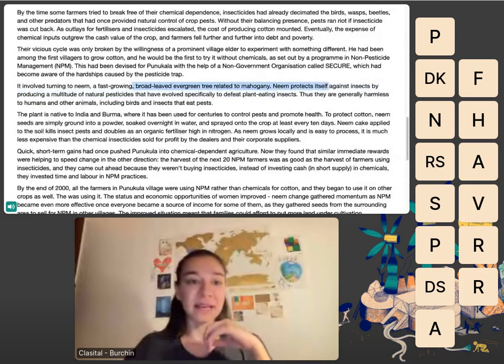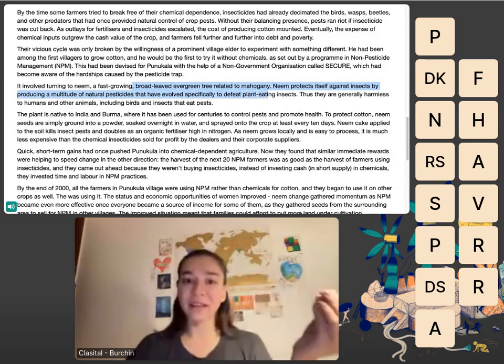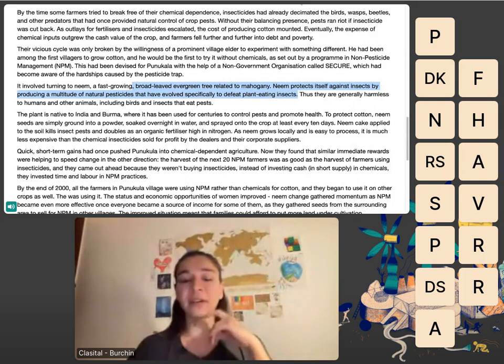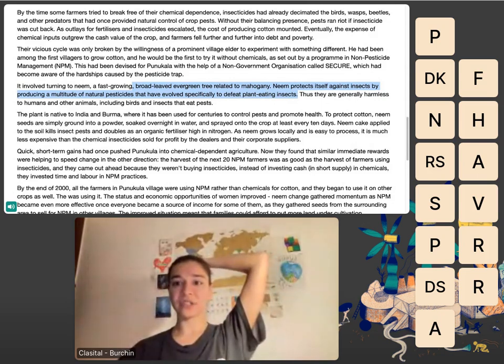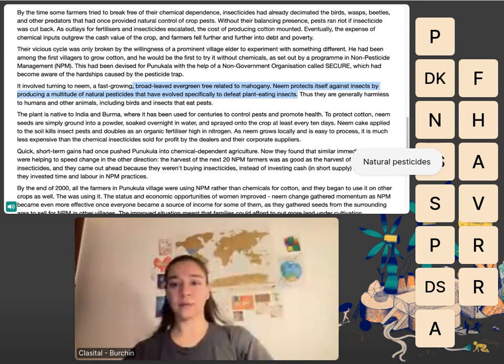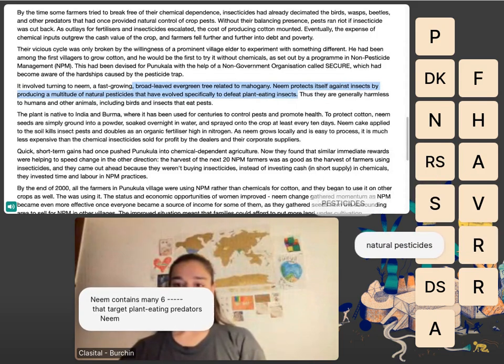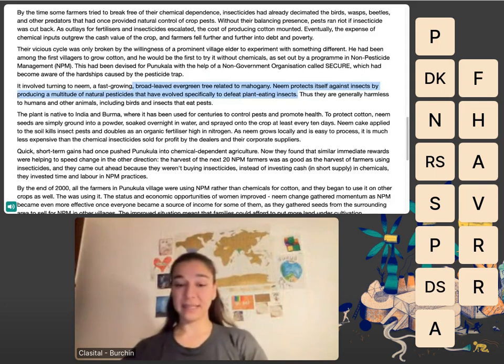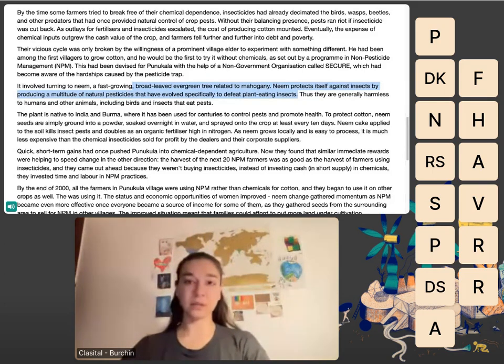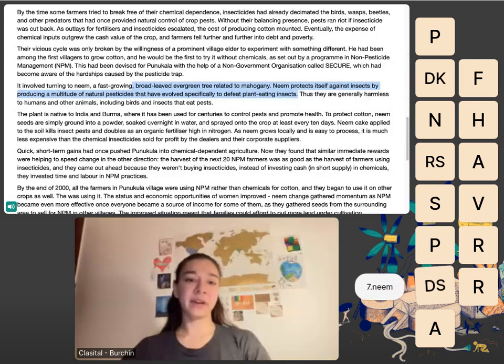Neem protects itself against insects by producing a multitude of natural pesticides that had evolved specifically to defeat plant-eating insects. Evergreen tree, true. And my second question for the question 6. Very good. Neem is already in the question. Let me write it too.